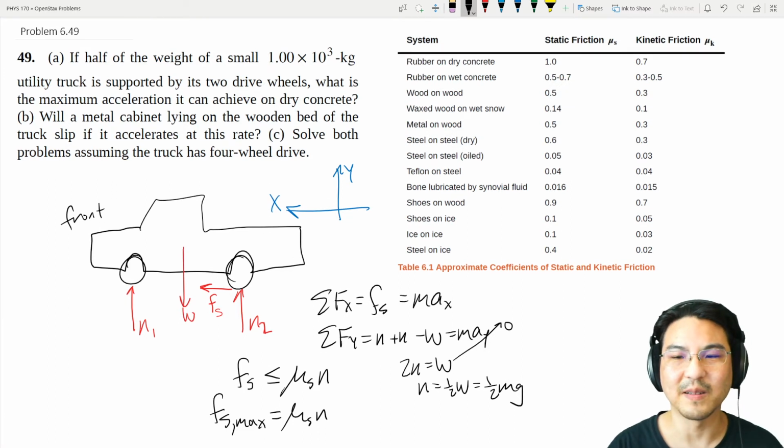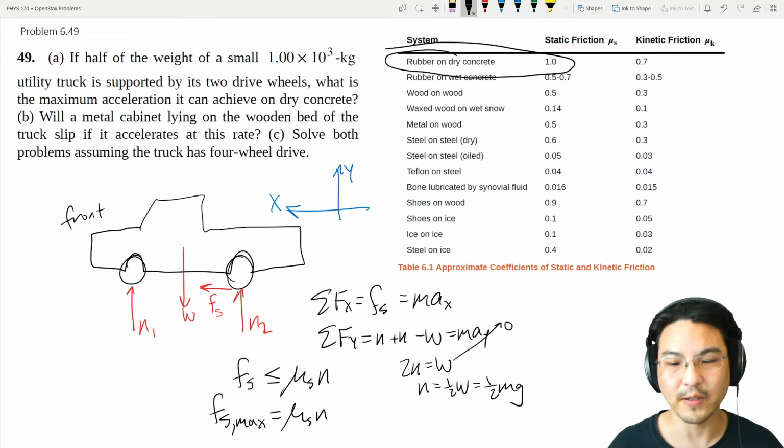And then I just copied this table straight out of the book. Let's use that value. Static friction. Okay, let's move on to part B.